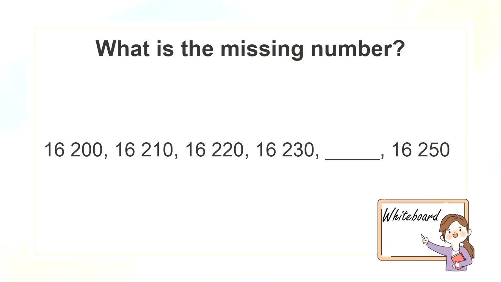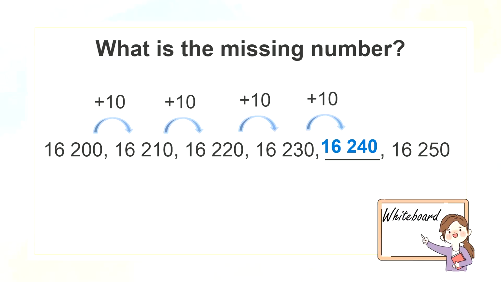If we look at the numbers, for us to get to the next number, we need to add 10. To get the next number, we add 10 again. So this is the pattern for this series of numbers. Hence, we know to get the missing number, we need to add 10 to 16,230. What is 10 more than 16,230? It is 16,240.